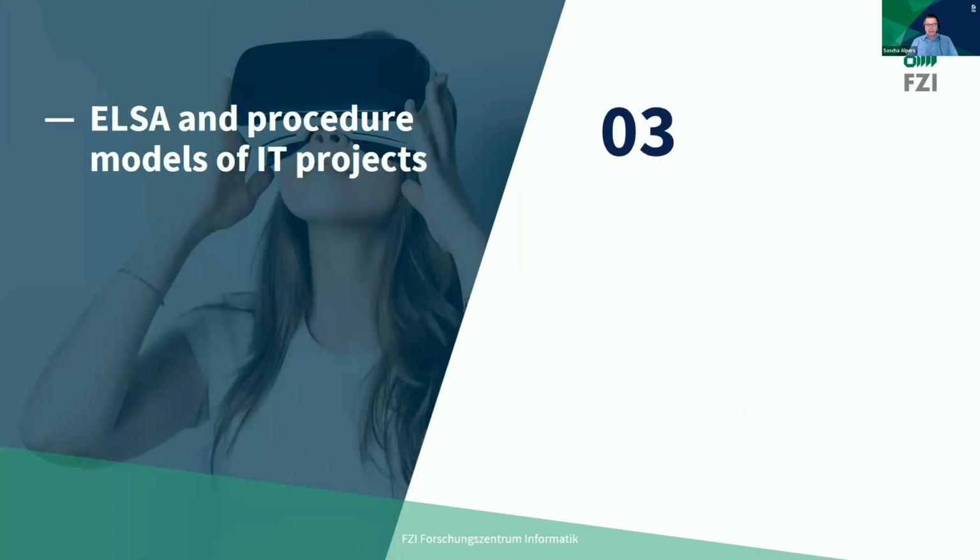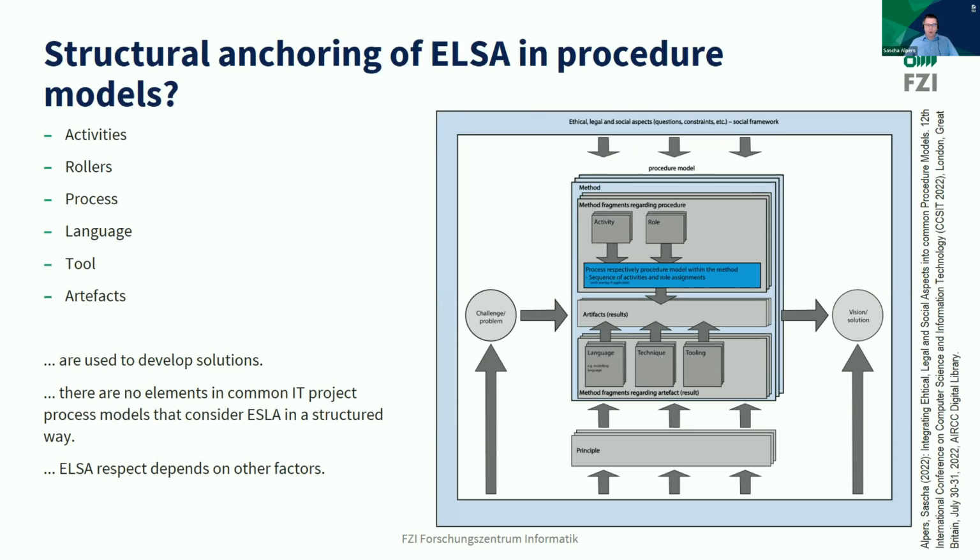And the question is, must we run the IEEE 7000 each time when we do an IT project as an own procedure model? Or could we integrate, or should we integrate the IEEE 7000 or any other ethical framework in our procedure models? So typically we have activities, roles, processes, language, tools, and artifacts in our procedure models, and we use them to develop systems. In these common IT projects, procedure models, no concrete element is structured for integrating ELSA. So the integration of ELSA or the respect of ELSA depends on other factors, like on the humans that are describing it.